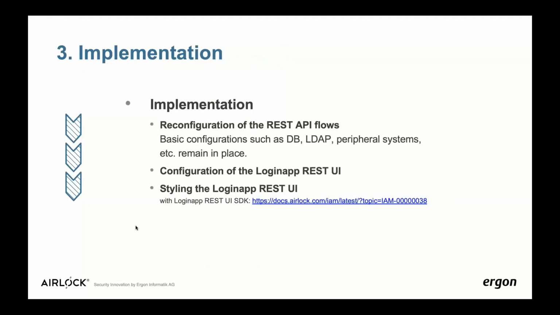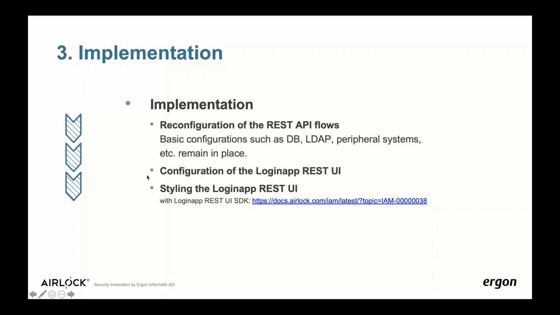Now we have done our inventory and concept, we go to the implementation. And the implementation is really about what needs to be done now to get this flow and UIs working. So first of all, we need to configure the flow within the REST APIs. So that's basic configuration with databases, LDAP, peripheral systems, etc. remain in place. So I correct myself here. When it comes to reconfiguration of the REST API flows, the basic configuration stays in place. We really just need to configure the flow.